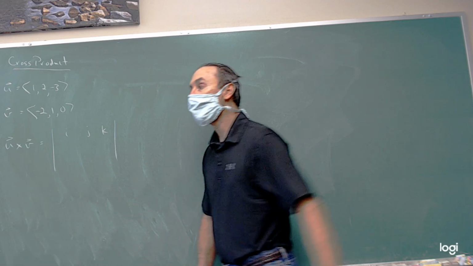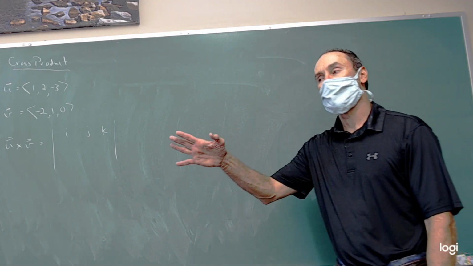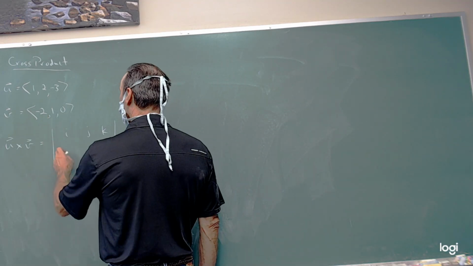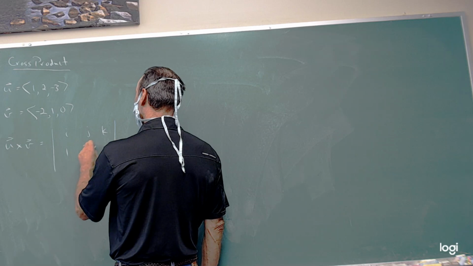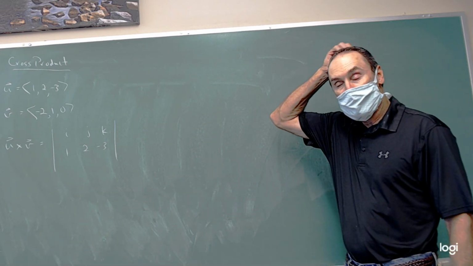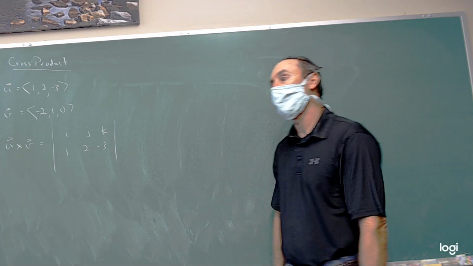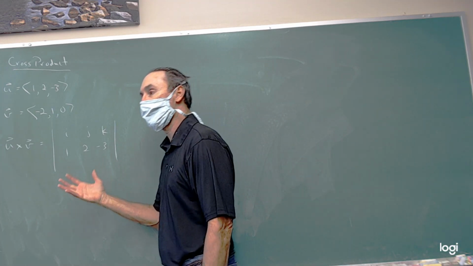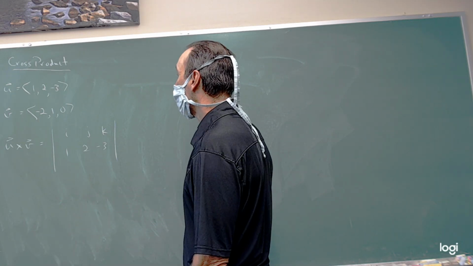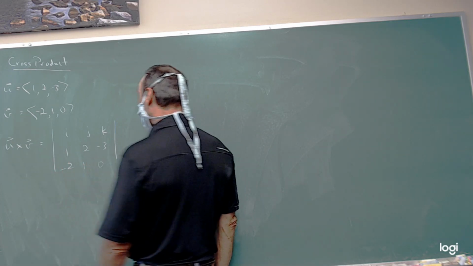So the first row of our 3 by 3 determinant, we're going to write i, j, k. Then u has to come next. The order makes a difference because when you change the rows in a determinant, it changes the sign of the result. So u cross v is going to be the opposite sign of v cross u. And then the last row is going to be -2, 1, 0.